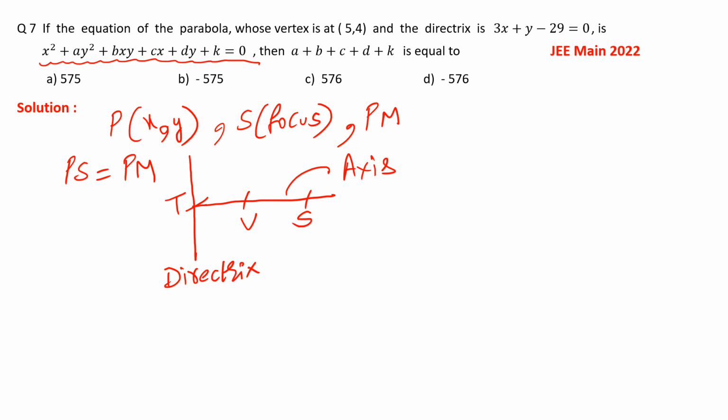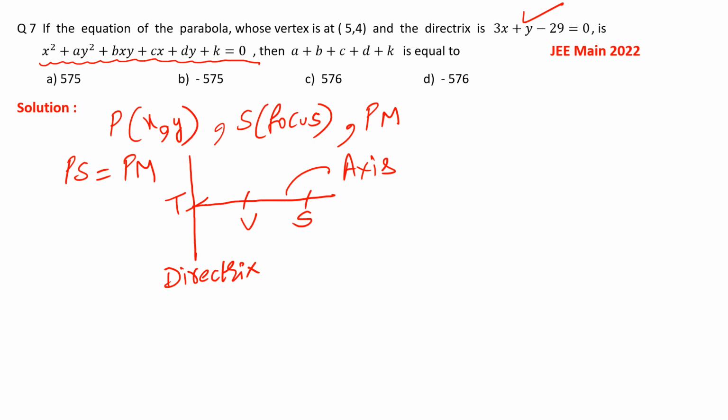But before getting the coordinates of the focus, first of all, I must get the coordinates of T. And then we'll use the midpoint formula, and finally we'll get the coordinates of the focus. Now what is T? How to get the coordinates of T? T is the point of intersection of directrix and axis. The directrix equation we already have, so we need to get the equation of the axis.